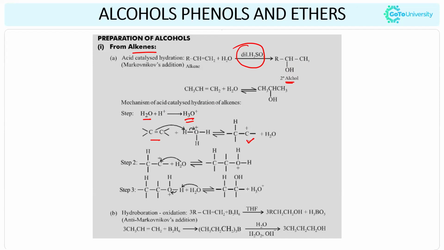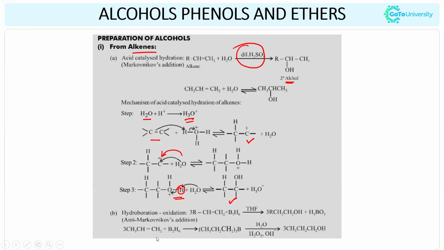the corresponding cation. And in the second step, the cation will be again attacked by the water molecule, and they will produce the corresponding protonated compound. And this protonated compound undergoes deprotonation, means they are removing this hydrogen as an H plus ion, and producing the final product. Okay, so this is the preparation from alkenes.